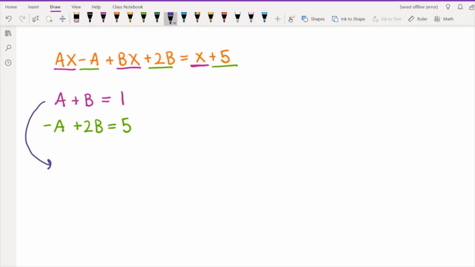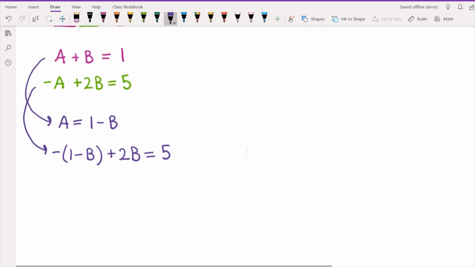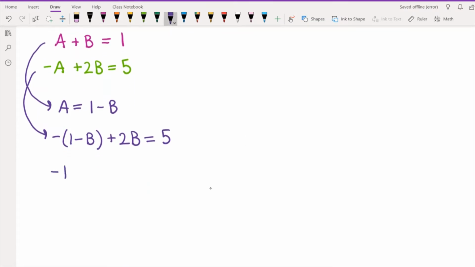But to solve a system of equations, one method you can use that's kind of my preferred method is we can solve one of the equations for one of the variables. So for example, a is equal to 1 minus b. And then we can take that result and plug it into the second equation. So in the second equation, I'm going to replace a with 1 minus b. And so now we have an equation that only has b's in it, and we can actually solve it. So we have negative 1 plus b plus 2b is equal to 5. And so that tells us that 3b is equal to 6. And so that tells us that b is equal to 2.